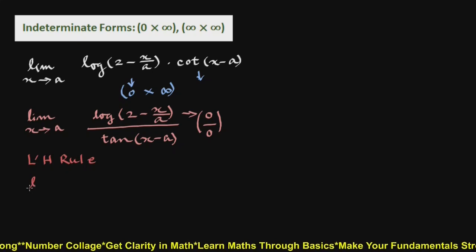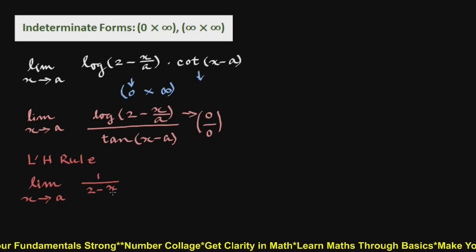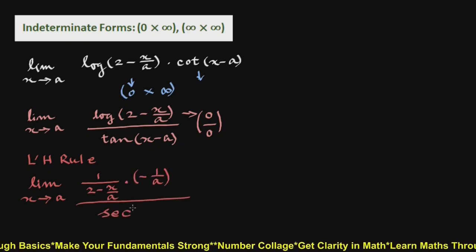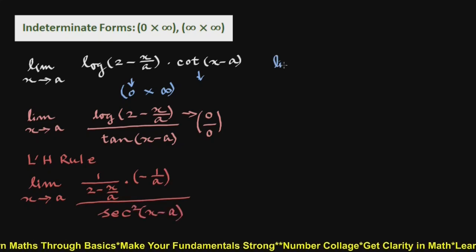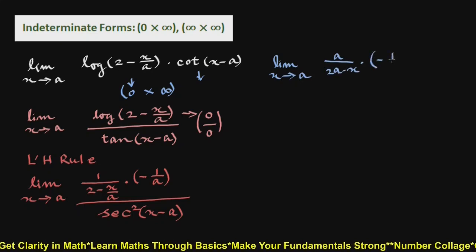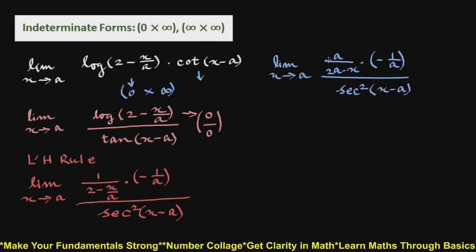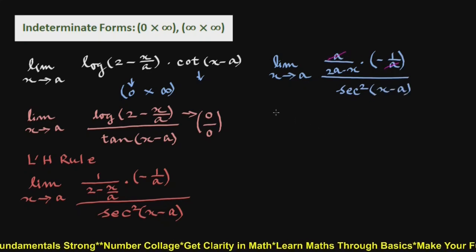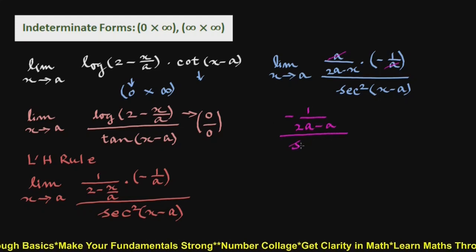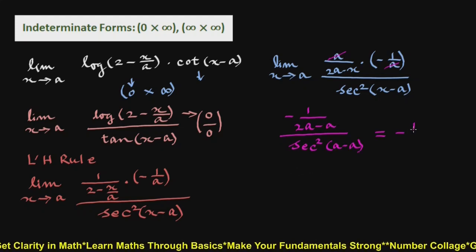So this limit becomes the derivative of the numerator, 1 upon 2 minus x upon a into minus 1 upon a, upon sec square of x minus a. This will be the limit of a upon 2a minus x into minus 1 upon a upon sec square of x minus a. After cancelling this a and taking the limit, this will be minus 1 upon 2a minus a upon sec square of a minus a, which will be minus 1 upon a.